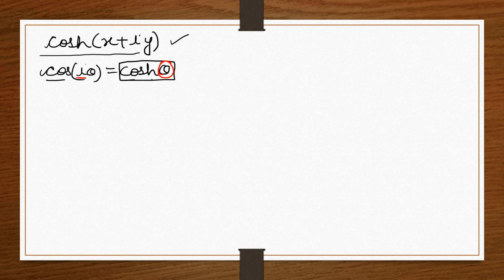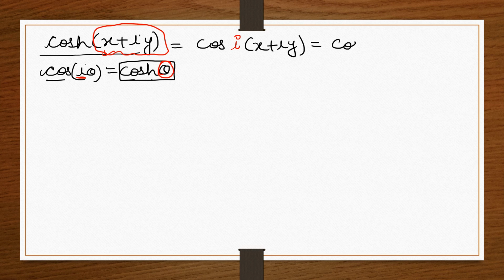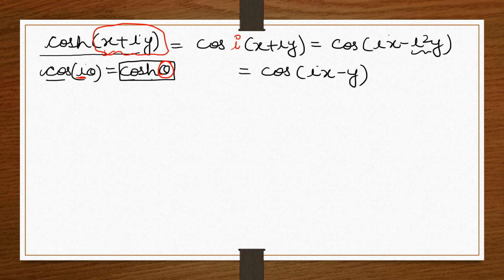So what we'll do, we'll just write it like this. This is equal to cos, and now I need iota like this. And what is your theta? Here theta is this. So place this value. This will be x plus iota y, right? Now this will be converted to cos of iota x minus iota square y. What is iota square? Iota square is negative. So this will be equal to cos of iota x minus y, right?